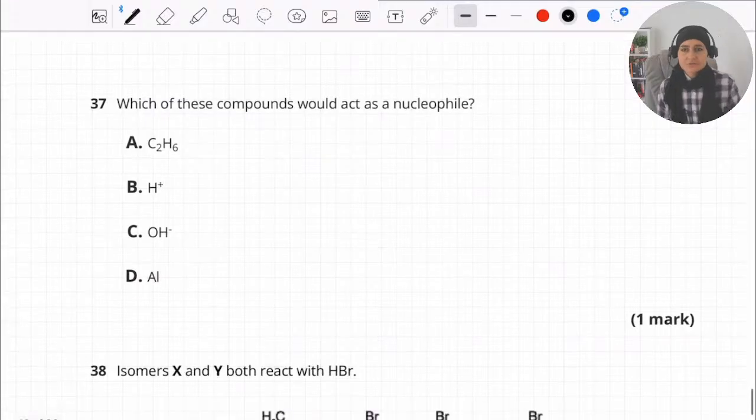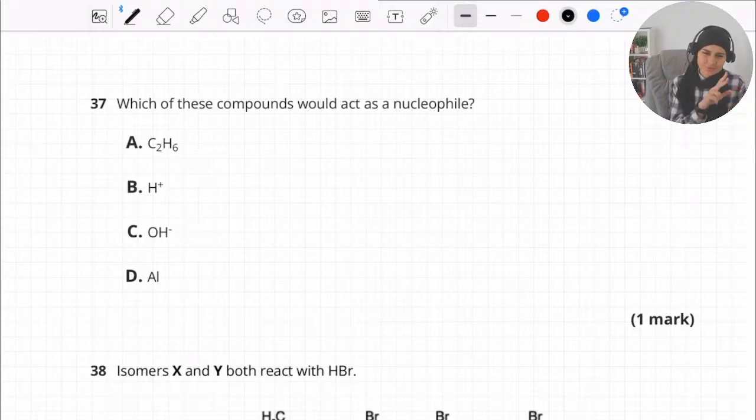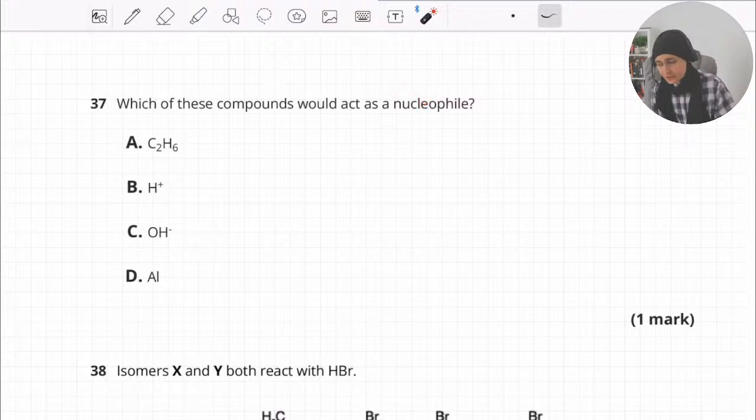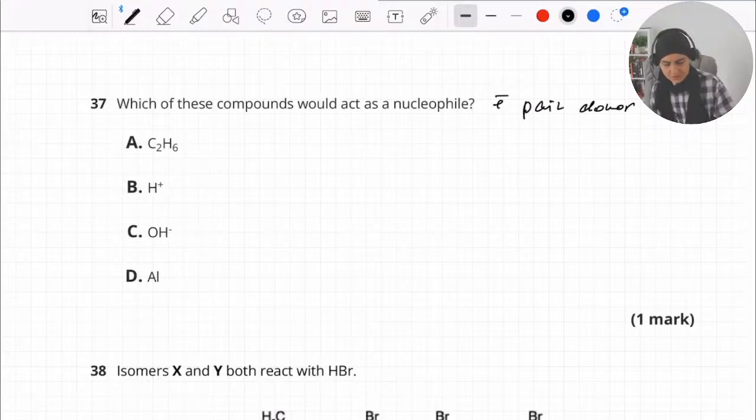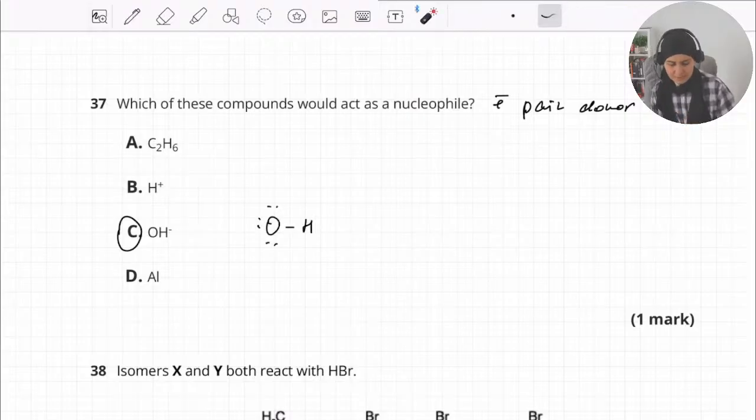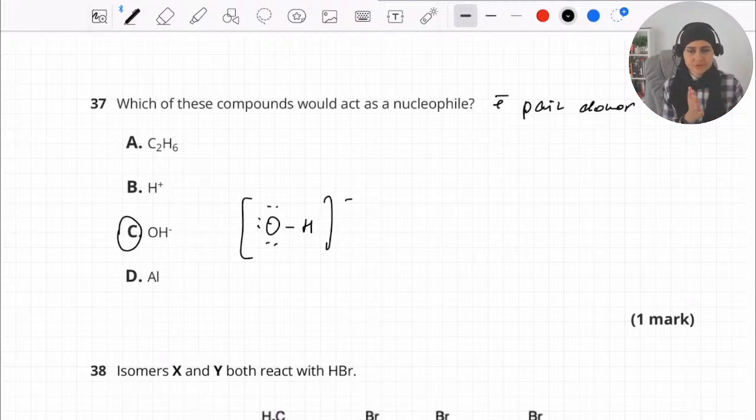Right. Next question. Which of these compounds would act as a nucleophile? Okay, nucleophile by definition: nucleus is positive, so it likes the positive charge, and so a nucleophile would be a lone pair, electron pair donor. A thing that can donate electrons, well, obviously OH minus, right? Because oxygen has lone pairs. Aluminium is a metal, it usually loses electrons, doesn't donate. This one doesn't even have lone pairs. H plus has no electrons to donate at all. So the only option is C, and it's a very famous nucleophile. You need to know it even for SL. It's the most common nucleophile in these nucleophilic substitution reactions.